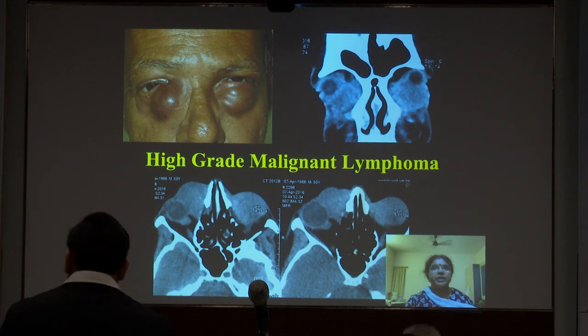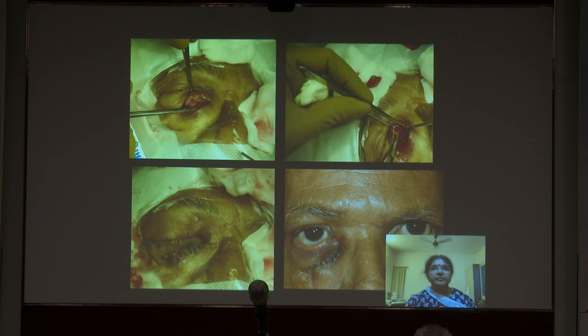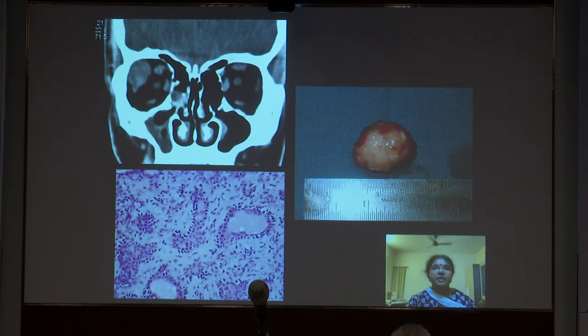Very large bulky tumors which cause mechanical obstruction to vision, it's good to debulk the lesion as much as possible. This was a high-grade malignant lymphoma, so excision biopsy, that is as much debulking as possible, was also done. And after confirmation of the diagnosis, staging is done with a PET scan for further treatment. These days we don't subject lymphoma patients to radiation, they do very well with chemotherapy.